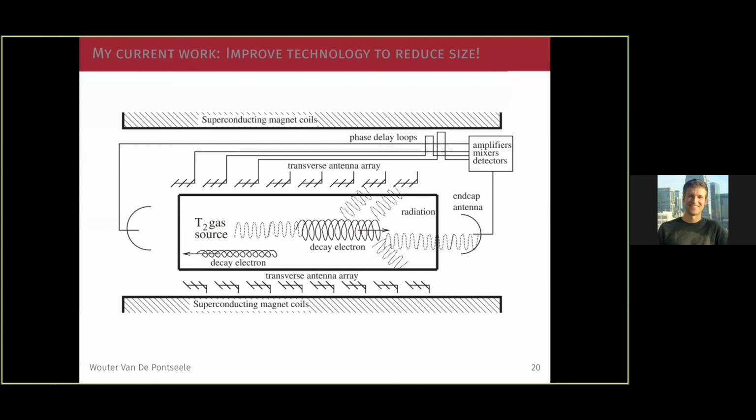And I'll start in the middle. In the middle, remember the second slide or something where I talked about this beta decay, which is this atom which is decaying into an electron and a neutrino and a proton. Well, here you have tritium gas, which is the T2 gas, and that actually is a beta decay source. So this will decay into an electron and a neutrino.